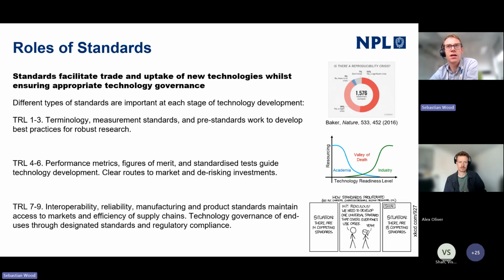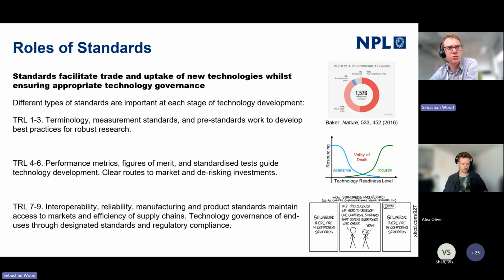And this speaks directly to the reproducibility crisis that we've heard quite a lot about in recent years, where you can have researchers in different labs, but their results are not directly comparable or they can't be reproduced. And this essentially arises from failures of standardization.